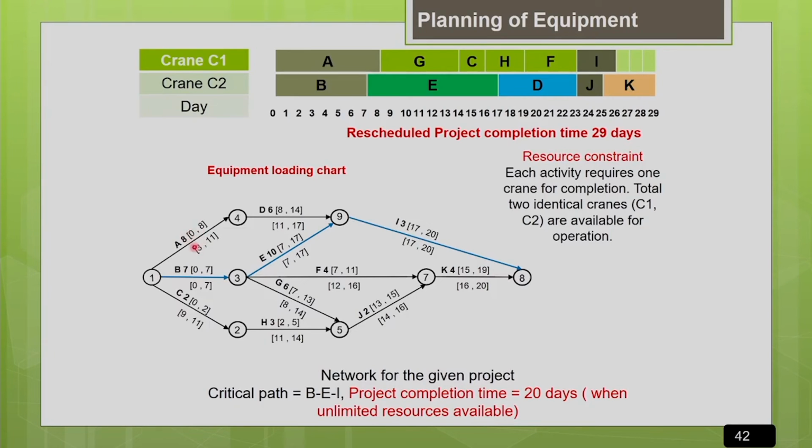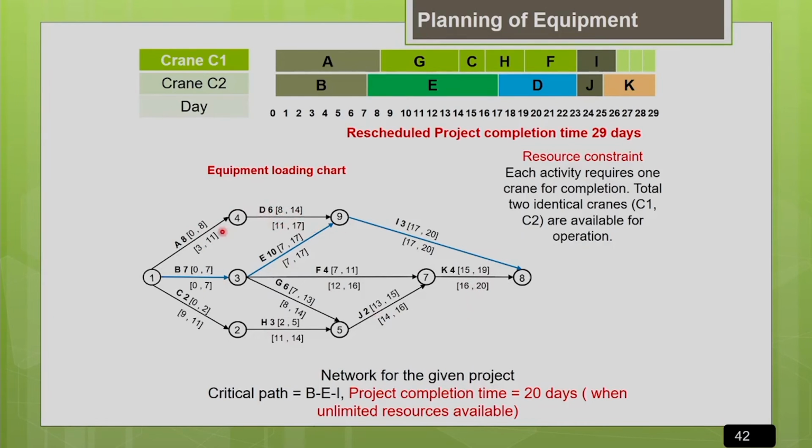How much delay an activity can accommodate without affecting the project completion time is called the float of the activity. So activity A has a float of 3 days. That means the difference between the latest start time and the earliest start time is the total float of the activity. Similarly, you can see the early start time and early finish time indicated for all the activities.